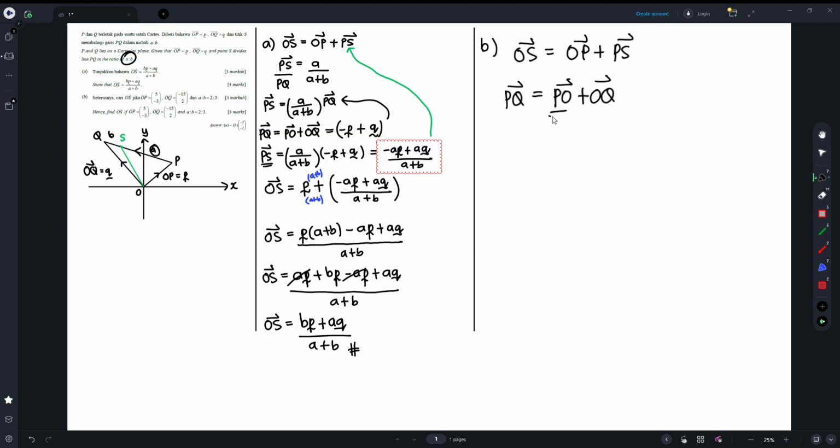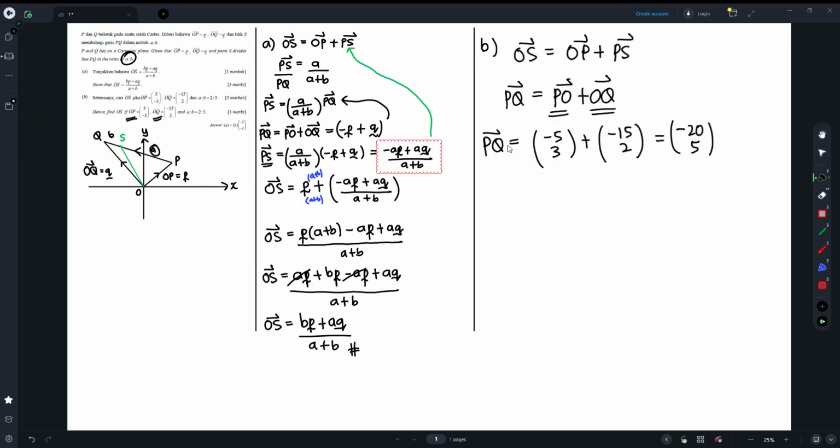Since this information is available in the question itself, OP is given and OQ is given, we're going to substitute properly. So PQ is equal to PO, which is negative (5, negative 3), plus OQ, which is (negative 15, 2). That will end up giving me negative 20 and 5. That is my vector PQ.